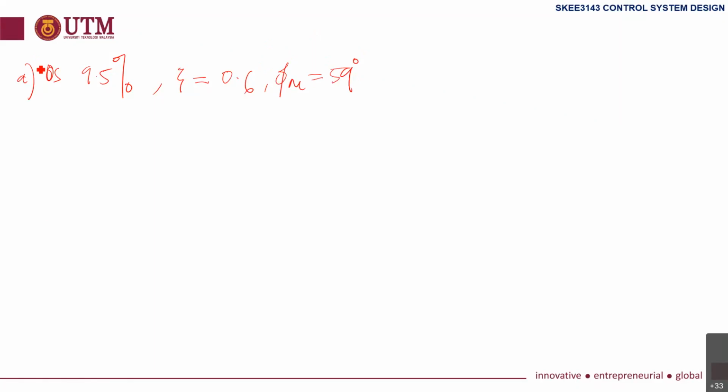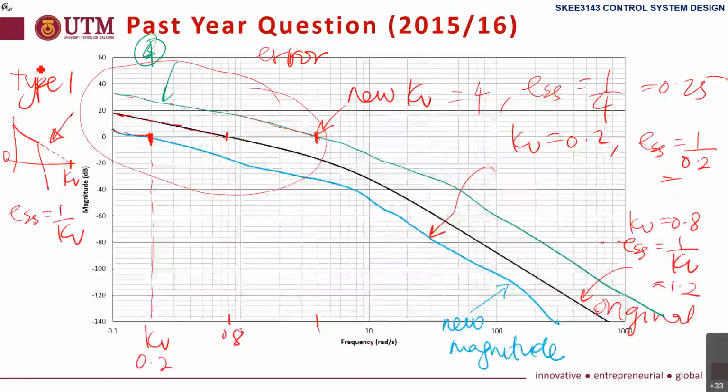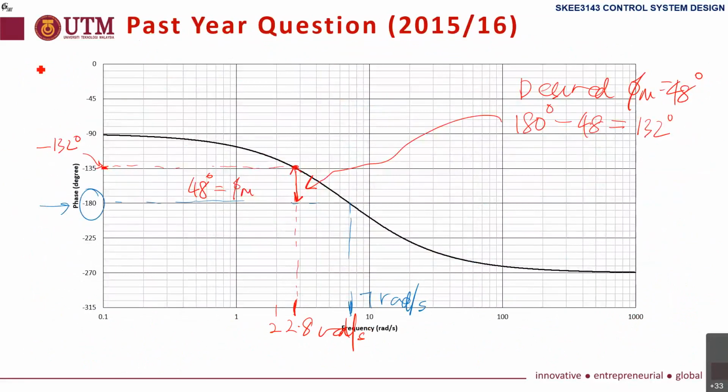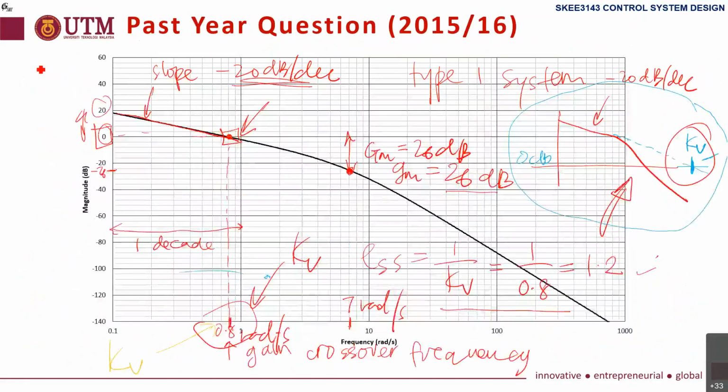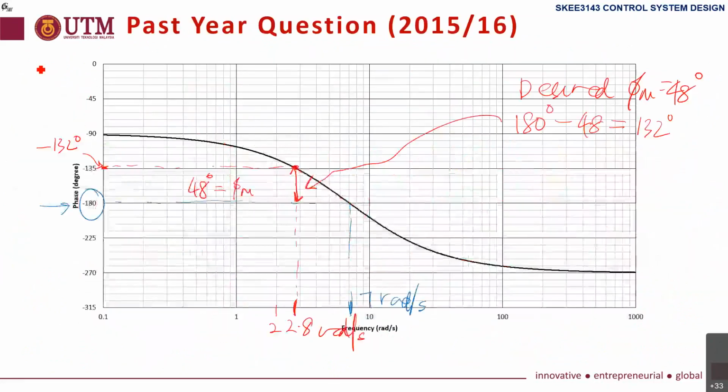Okay, question one. It's not related to the plot. It just asks if you want 9.5%, what is the phase margin required? The phase margin is 59 degrees. We can obtain it using the two graphs here, damping ratio versus overshoot, and also phase margin versus damping ratio.